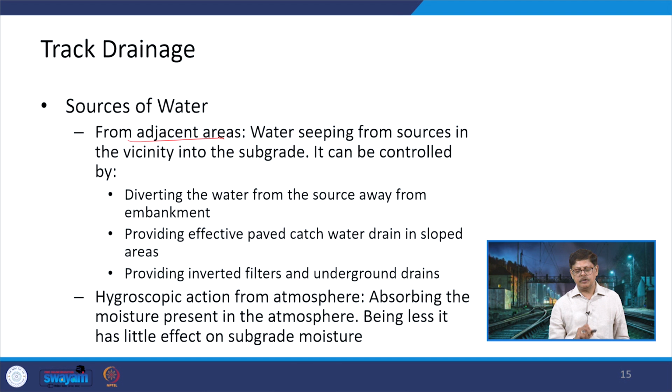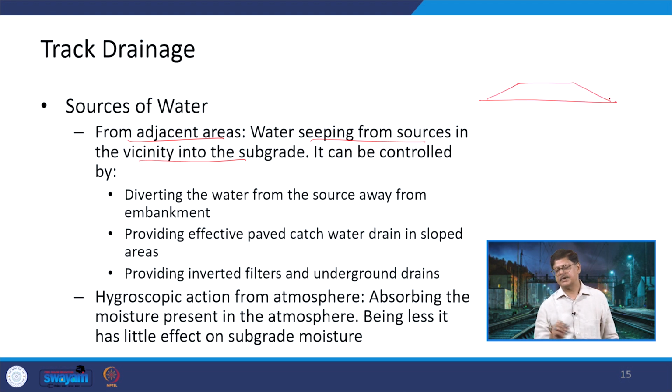Then another way is from adjacent areas. So, water seeping from sources in the vicinity into the subgrade. It may happen that though there is no problem in this area where the track is being provided, at some distance away, say there is a nala and the water comes in this nala, and because it is not a lined one and it is a continuous flow of water going into this nala or a river, there is a possibility that this water will start seeping towards the embankment, towards this track. So, this is the type of issue which can be there when we are looking at this from adjacent areas.